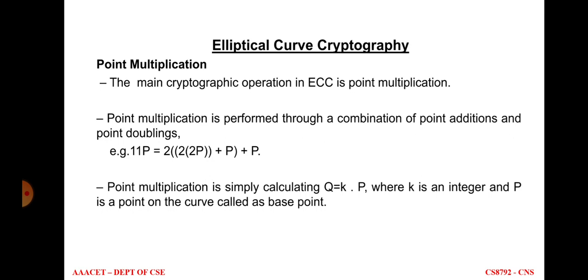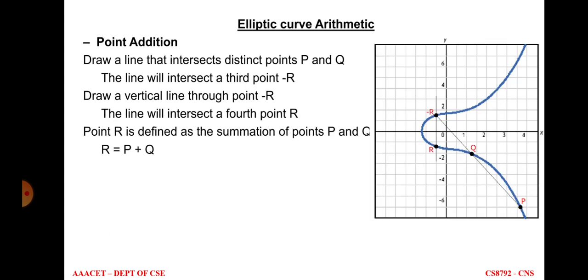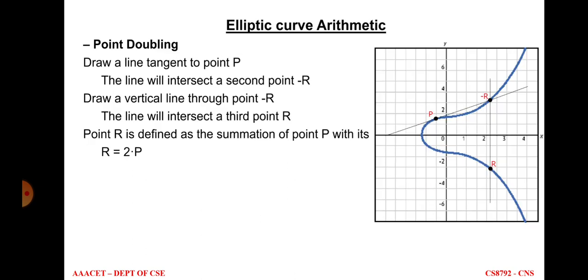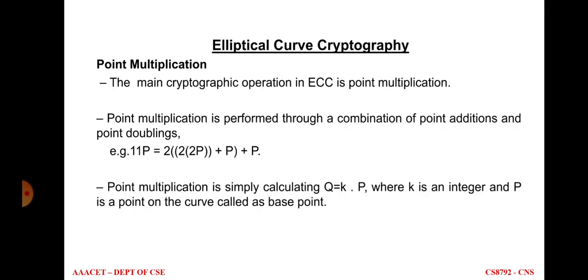Next one is point multiplication. The main cryptographic operation in elliptic curve cryptography is point multiplication, because it is performed through the combination of point addition and point doubling. So point addition is nothing but R is equal to P plus Q, and point doubling is R is equal to 2P. So we have to substitute here. The point multiplication is simply calculating Q is equal to kP, where k is an integer and P is a point on the curve called the base point. P is the base point, O is the special point.